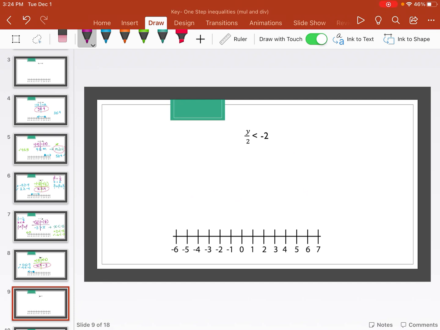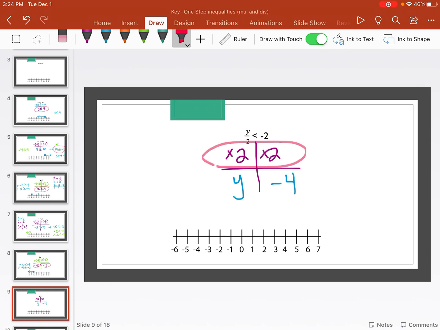And go ahead to your last one. You go ahead and give it a try. Okay, so we should be multiplying by 2 on both sides. So we get y, we get -4. And here I am multiplying by a +2, so I do not flip my sign. Y is less than -4 would be my answer.